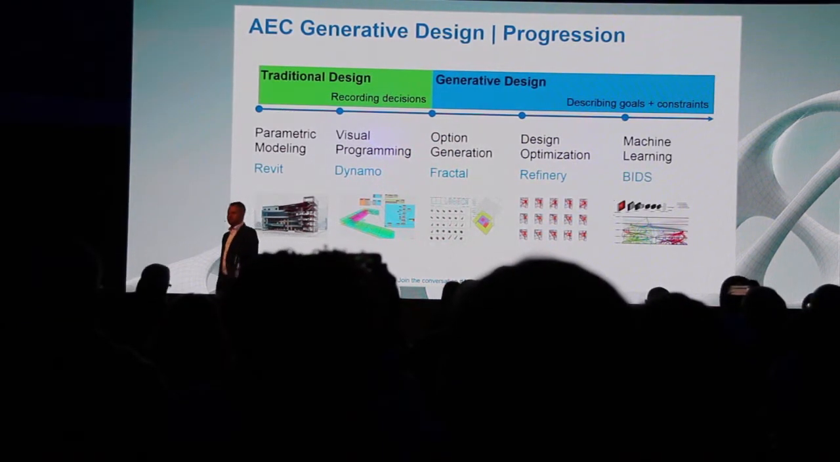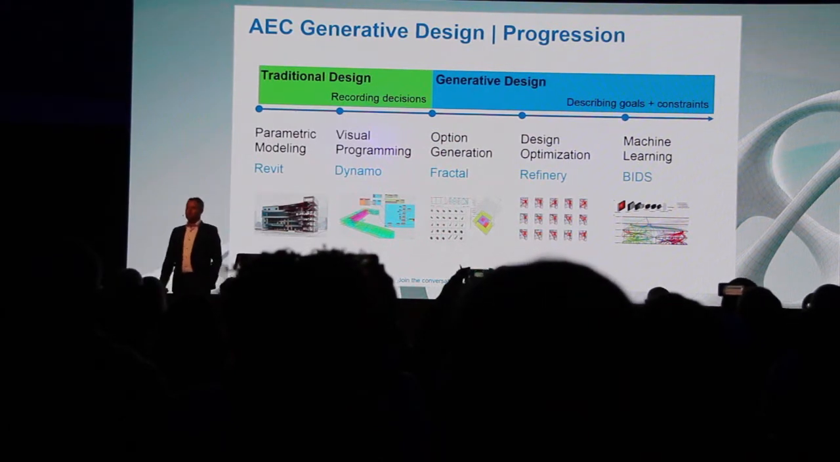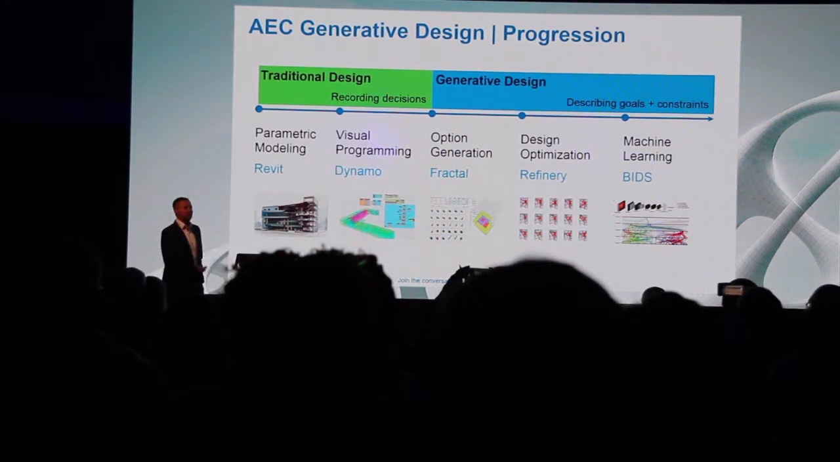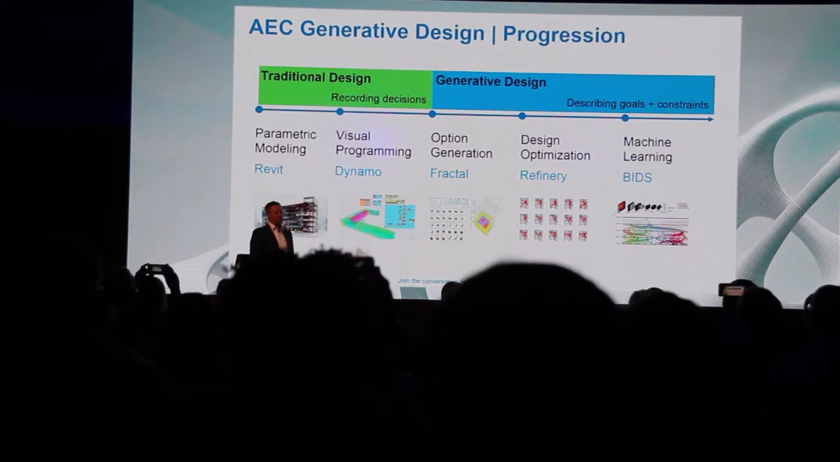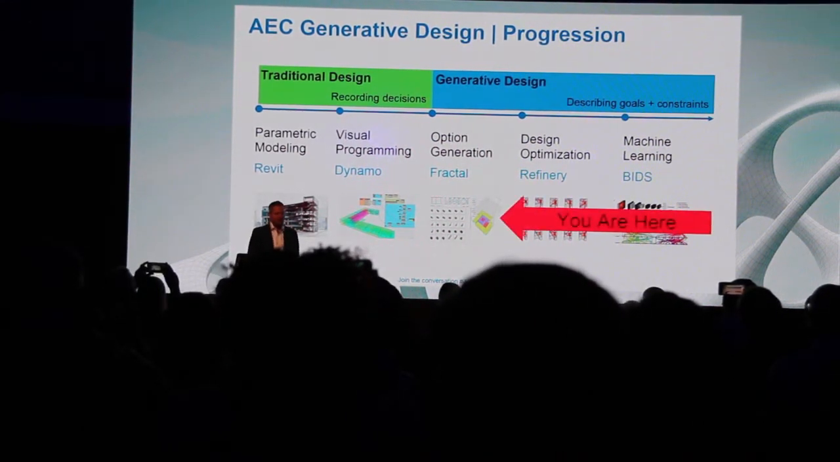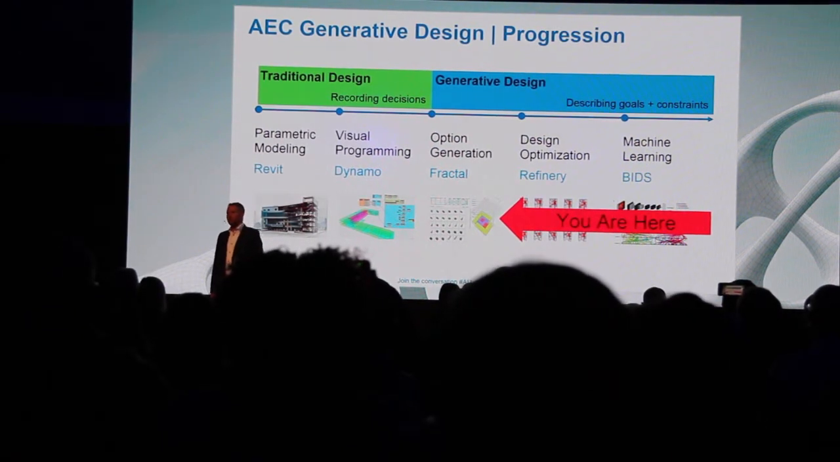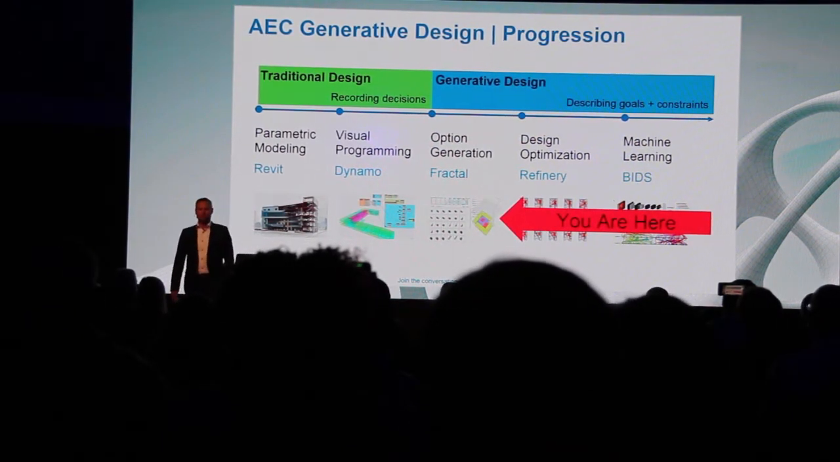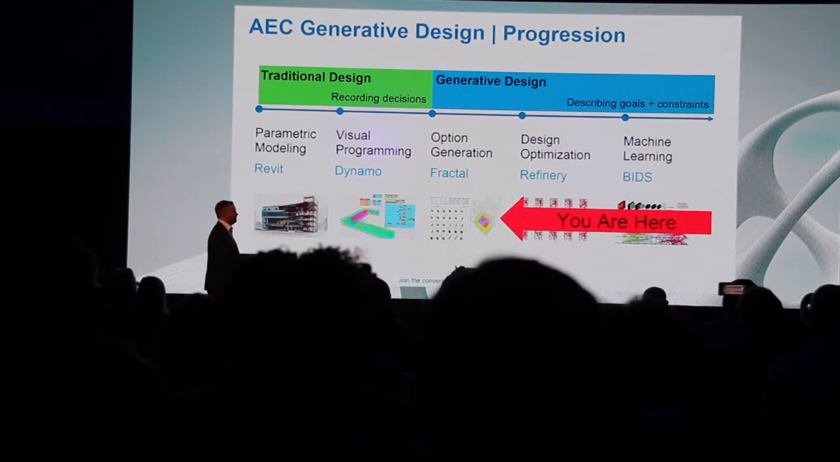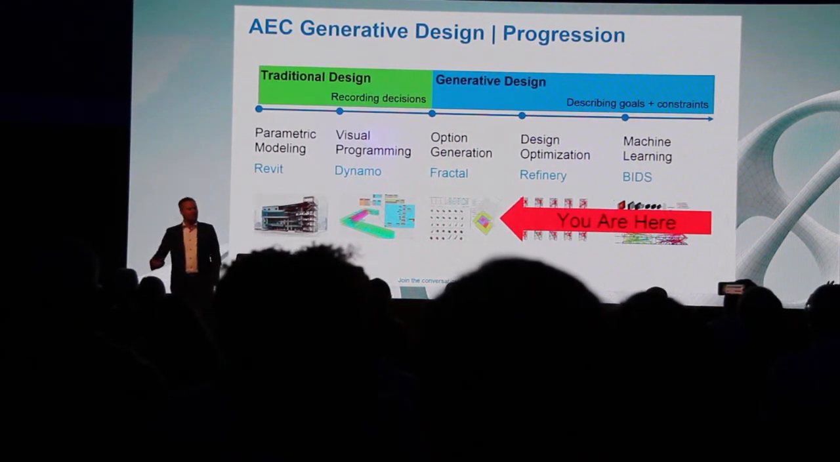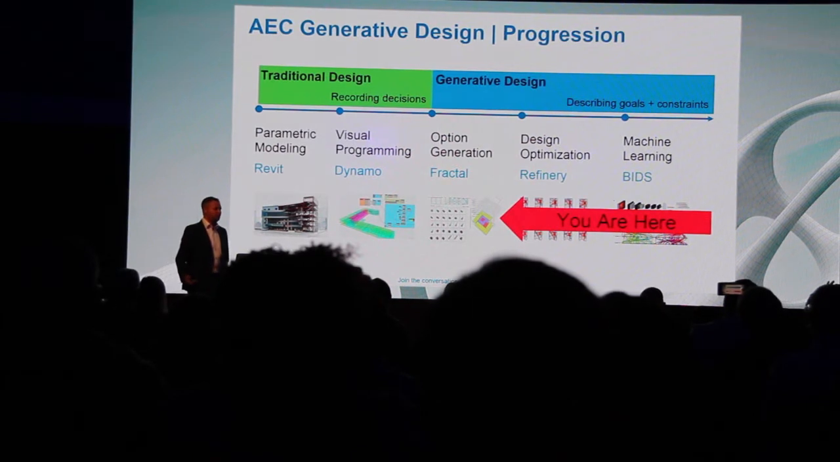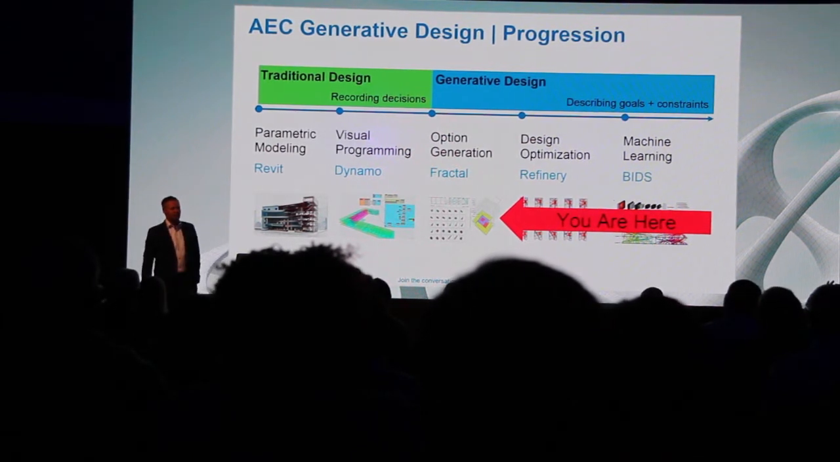And then at last, we also have machine learning. So machine learning, which we already saw this morning in the presentation of the future of making things. Now, where are we now? That's here, with Fractal. So the next two steps that are coming, and hopefully next year at AU, or any of the AUs around the world, we can talk to you about real cases about design optimization, or not really real cases, but cases where we have our products built in already to do that design optimization.